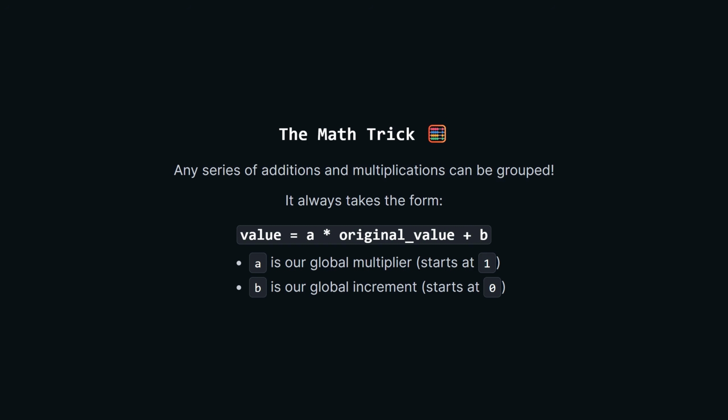Think about middle school algebra. Instead of updating every single number in our list, what if we just update a global rule? Any combination of adding and multiplying can be simplified to a single equation: a multiplier, which we'll call A, and an amount to add, which we'll call B. We just keep track of A and B globally.